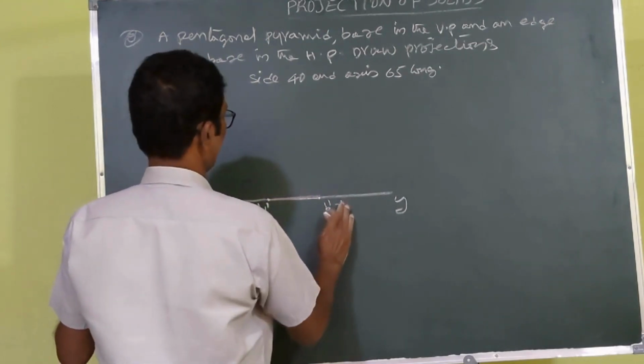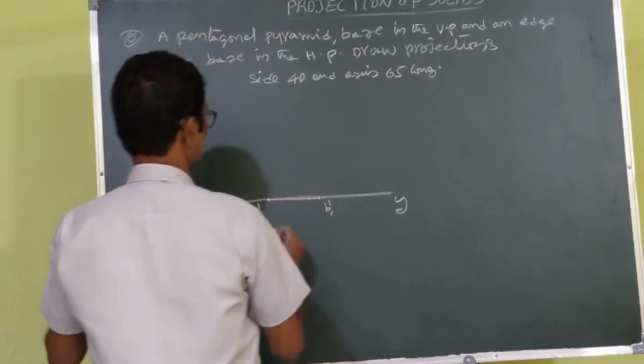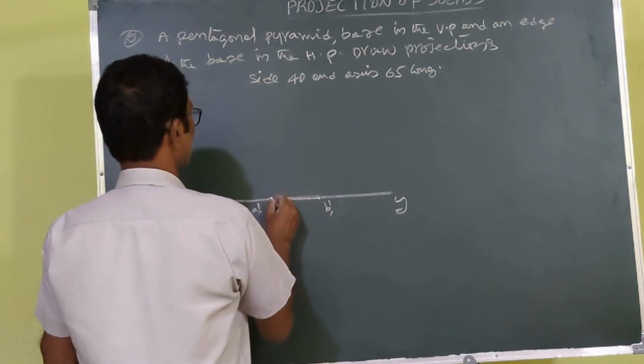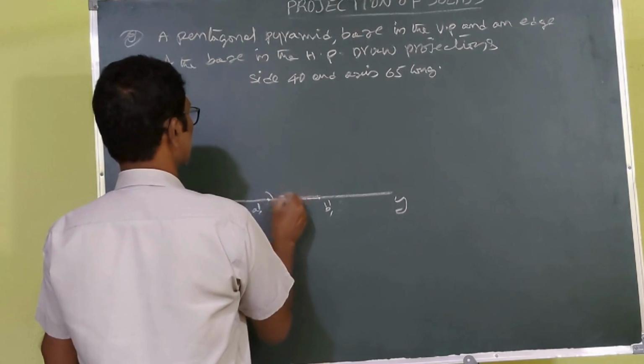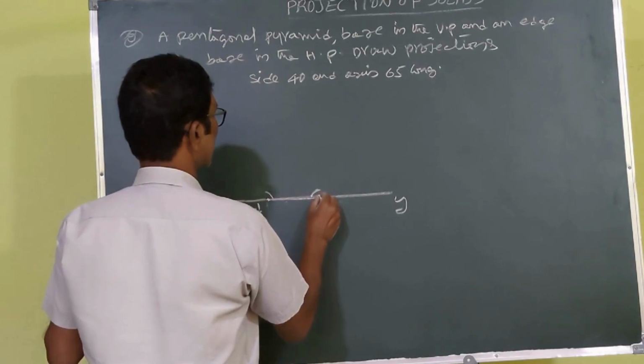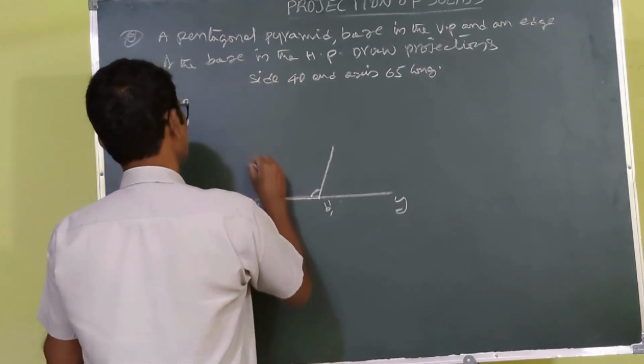Pyramid, not required yet. A dash, B dash. This is the 40. Here you set up the 108 degrees. Here also you set up the 108 degrees. You draw the line. Here also 108 degrees. You draw the line.